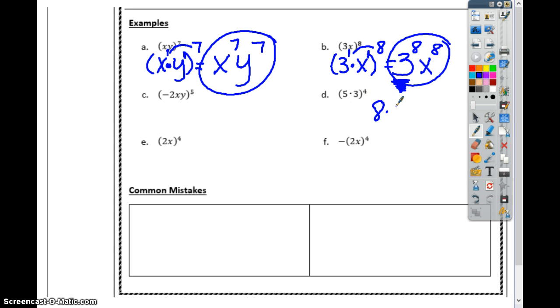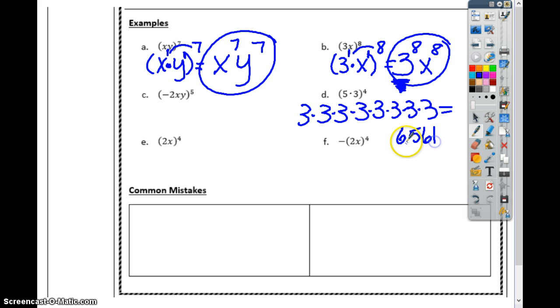Oops, threes, my bad. 3, 1, 2, 3, 4, 5, 6, 7, 8. 8 threes. If I were to multiply all those on my calculator, I would get 6,561. And then I can't simplify my x to the 8th anymore. So there you have it. 6,561 x to the 8th power. All right, clear my board so I have more room.